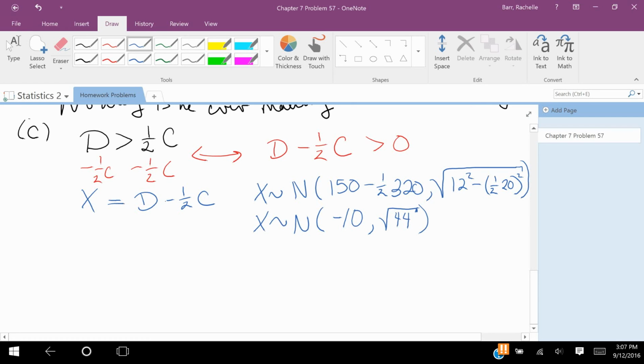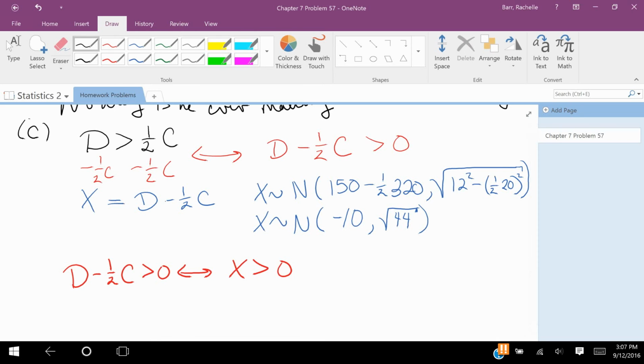If you were looking at this and wondering, like, what? Negative numbers? It is quite possible for your mean to be negative. It's only the standard deviation that if you get to be negative, you should be concerned, because remember, standard deviation is representing average distance from the mean, and distances cannot be negative. So what I'm really asking here, for my probability statement, which I did in red, is when d minus 1/2 c is greater than 0. That is the same as asking, where is x going to be positive for this new variable x?